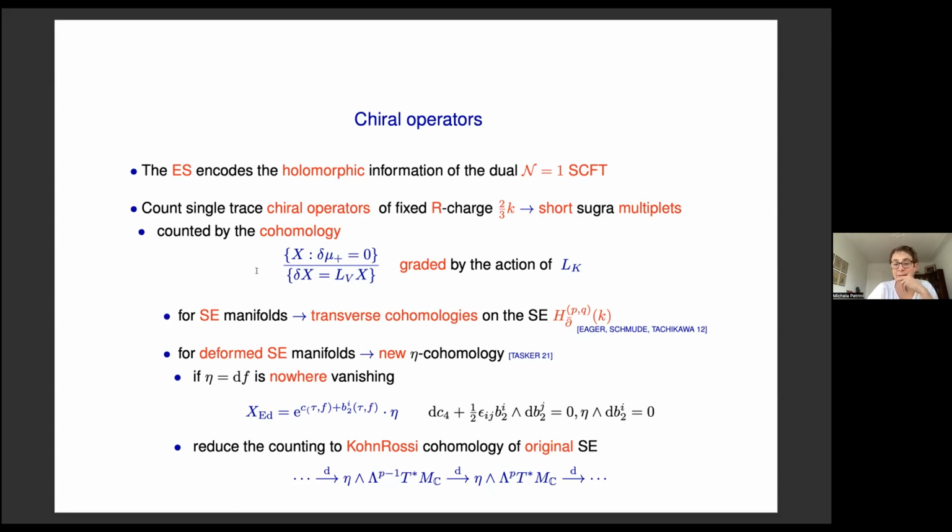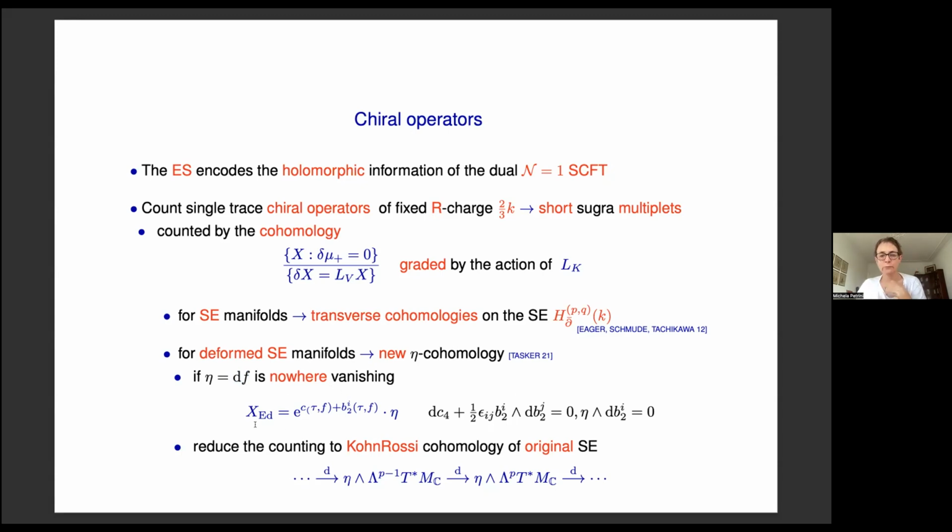And what Ed proved is that indeed this is a new cohomology, and this cohomology can be graded by the charge under L_K, which means on the CFT, under the R charge. I can also check that for ordinary Sasaki-Einstein, so no deformations, this cohomology reproduces the transverse cohomologies of the Sasaki-Einstein. And for the deformed Sasaki-Einstein manifold, essentially exactly as in the way we found the solution, all the non-trivial information is in this F function, under the assumption that F doesn't vanish anywhere.